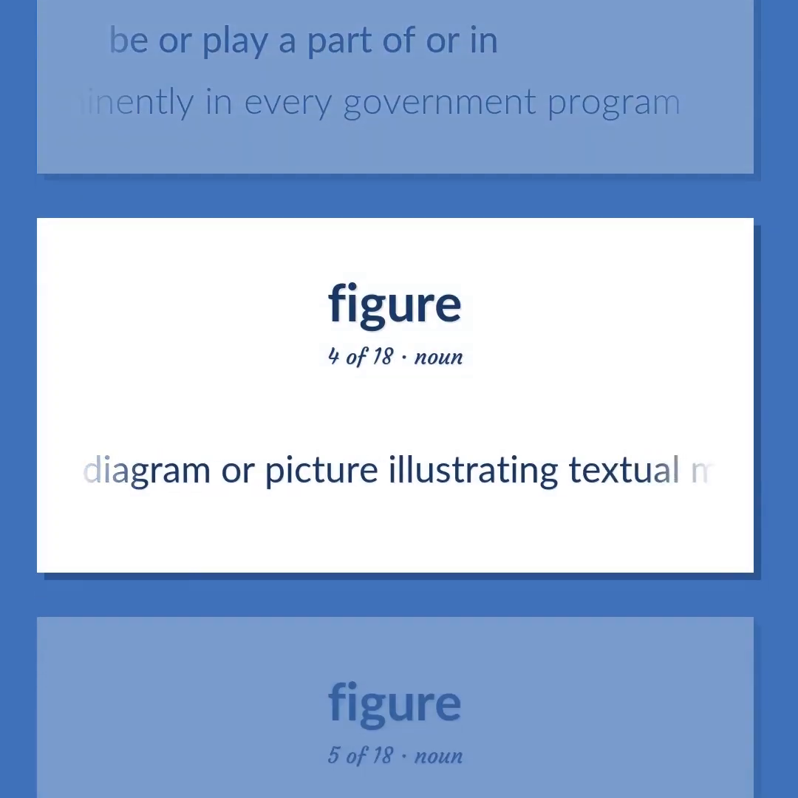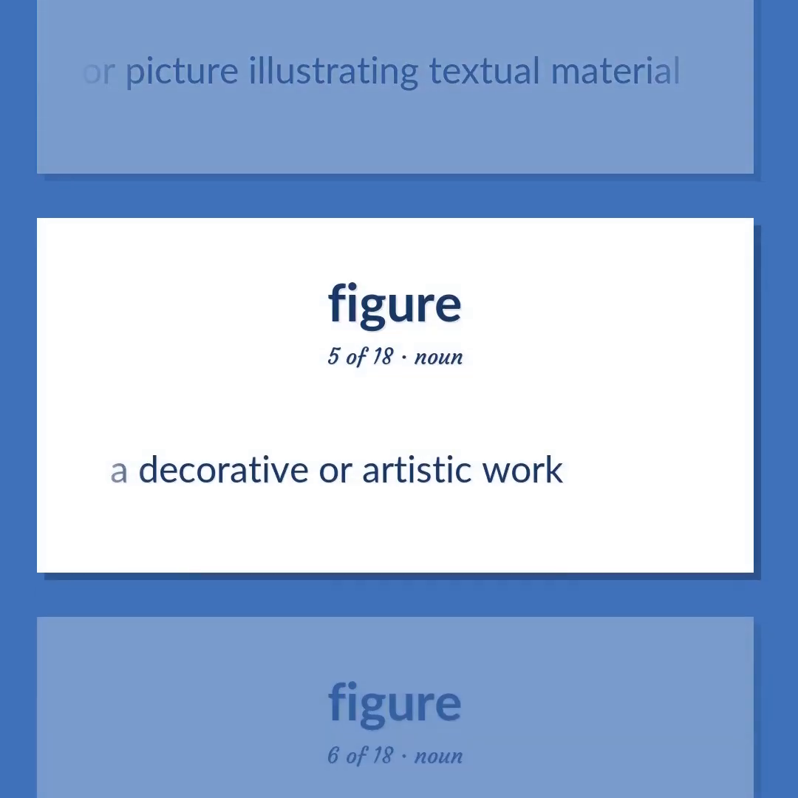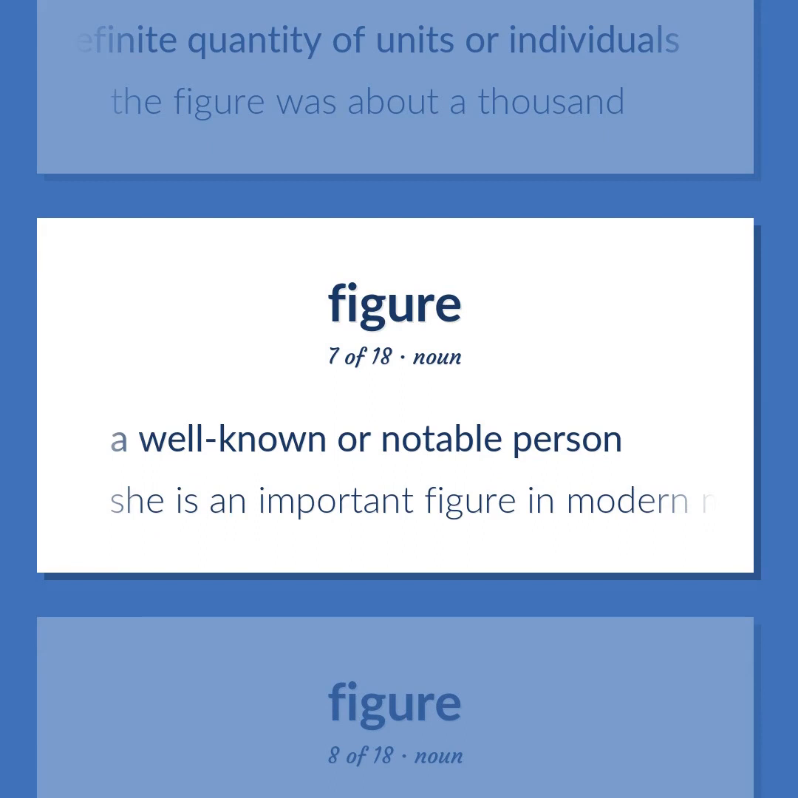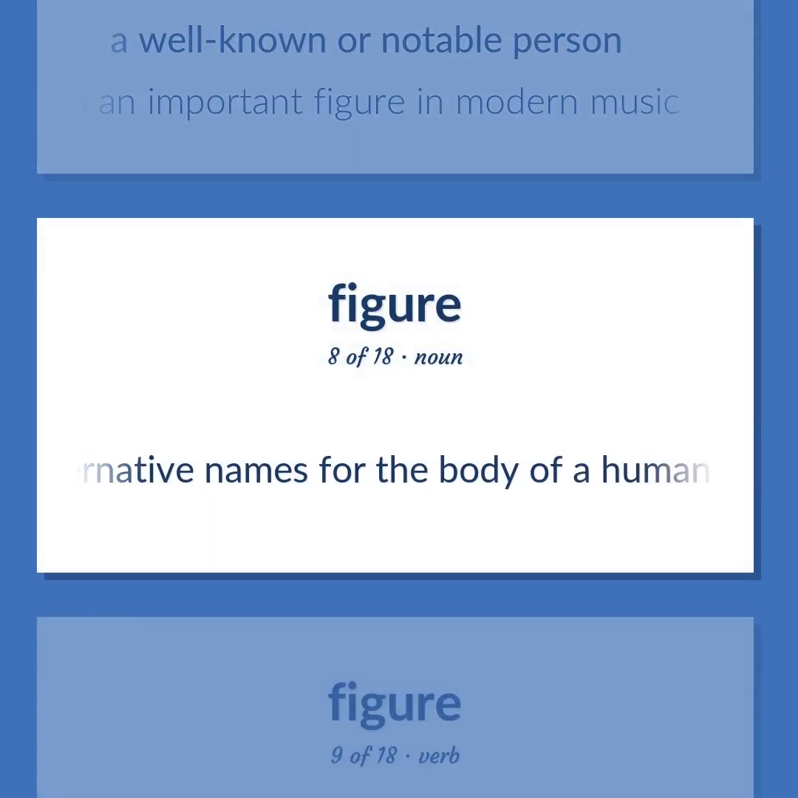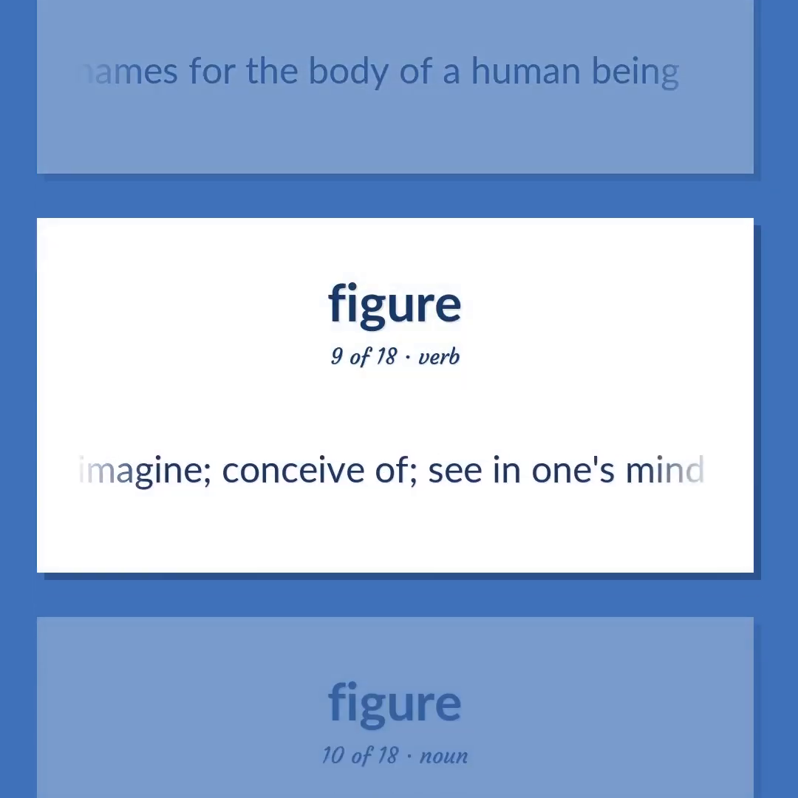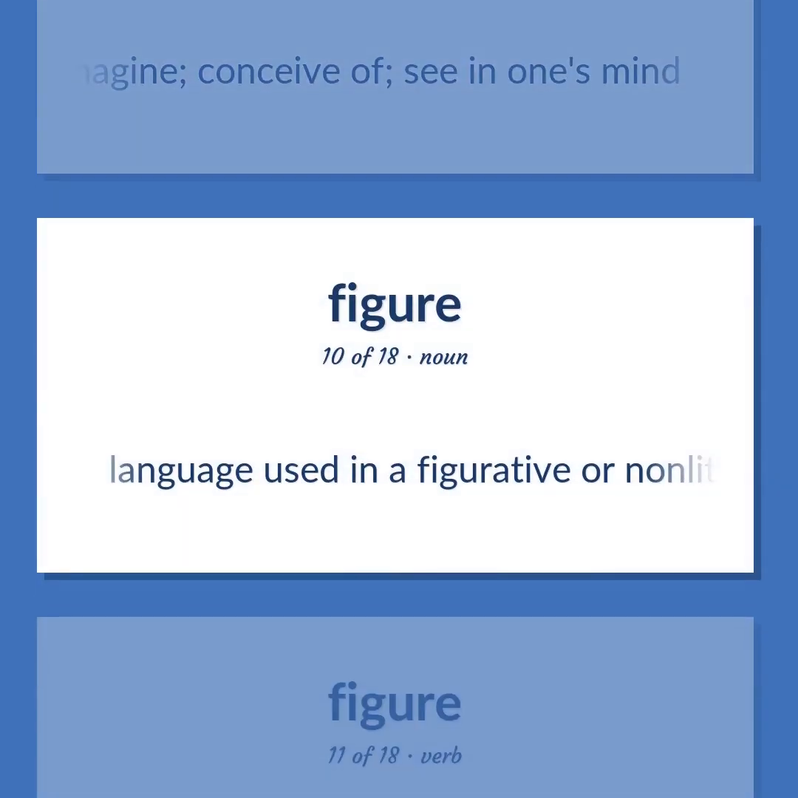A diagram or picture illustrating textual material. A decorative or artistic work. The property possessed by a sum or total or indefinite quantity of units or individuals. The figure was about 1,000. A well-known or notable person. She is an important figure in modern music. Alternative names for the body of a human being. Imagine. Conceive of. See in one's mind. Language used in a figurative or non-literal sense.